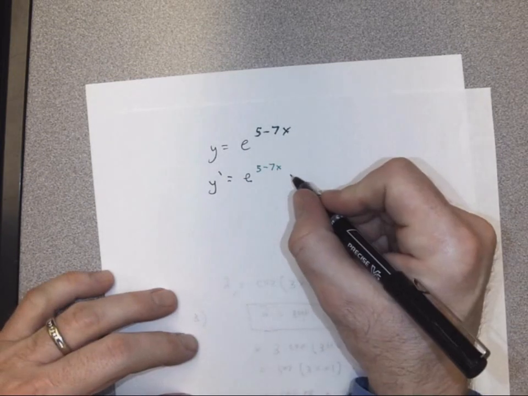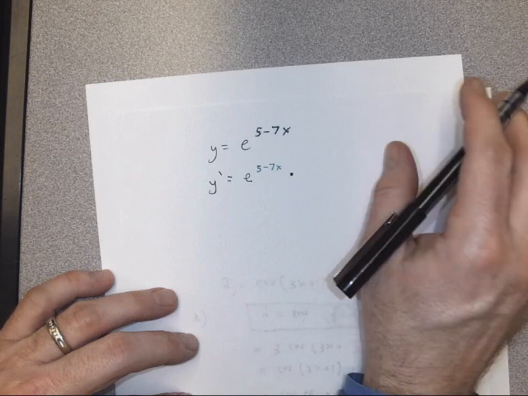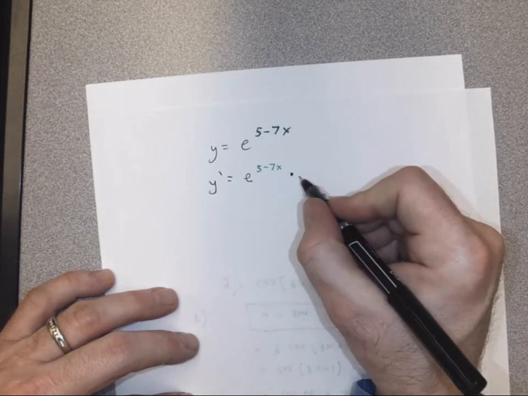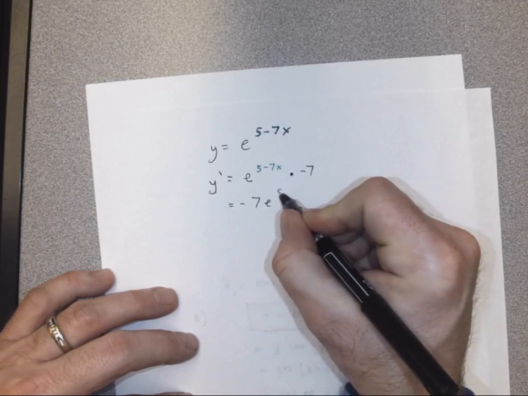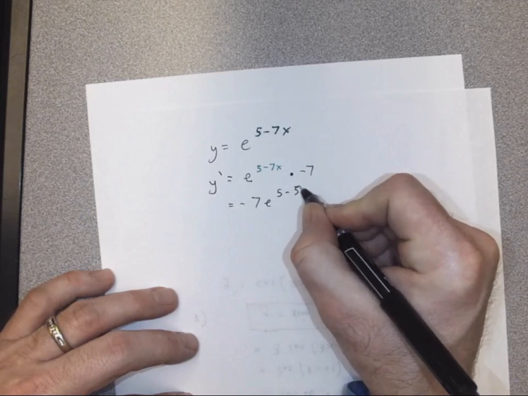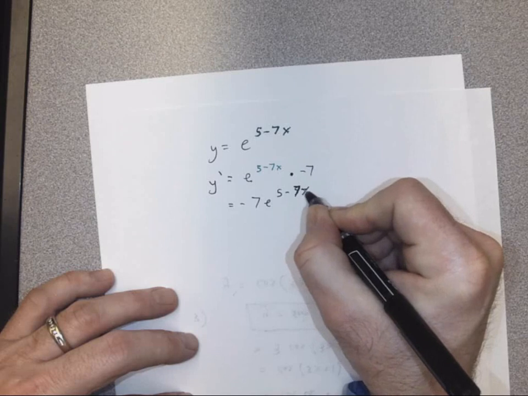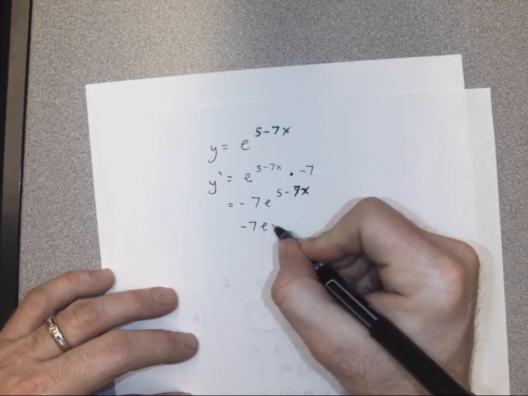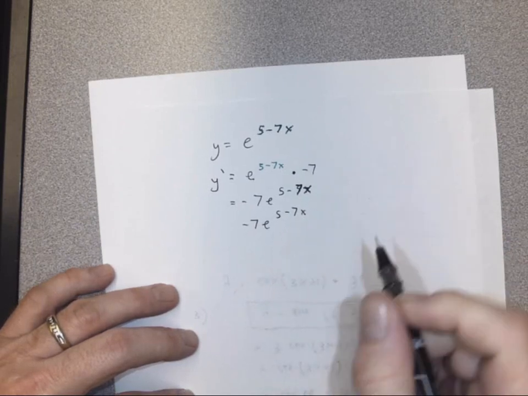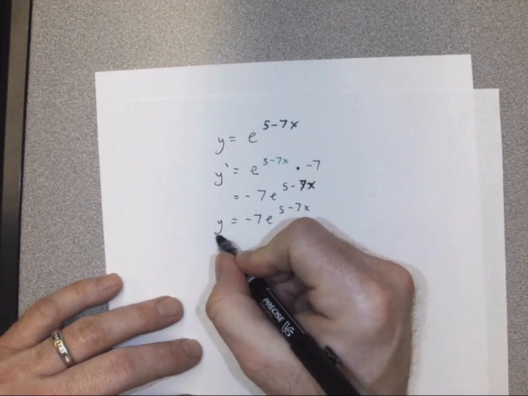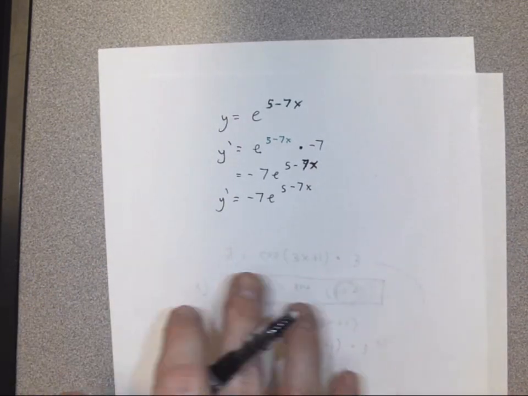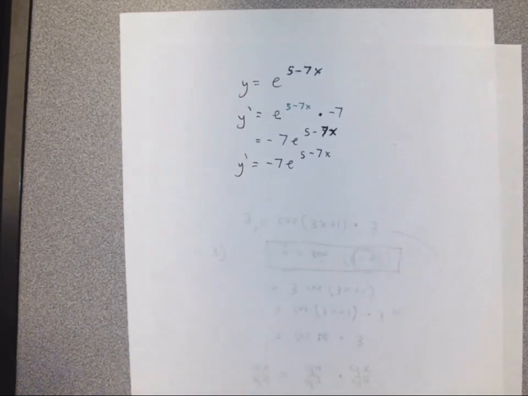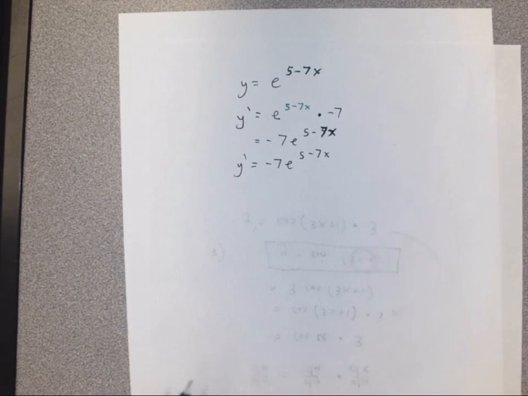And what's the derivative of the inside? Yeah, derivative of 5 is 0, derivative of negative 7x is negative 7. So I'm going to rewrite this as minus 7e to the 5 minus 7x. Oops, 7x. Is that clear? Any questions on that? e is weird, isn't it? So remember, the derivative of e to the x is e to the x, right? So that's why it didn't change.